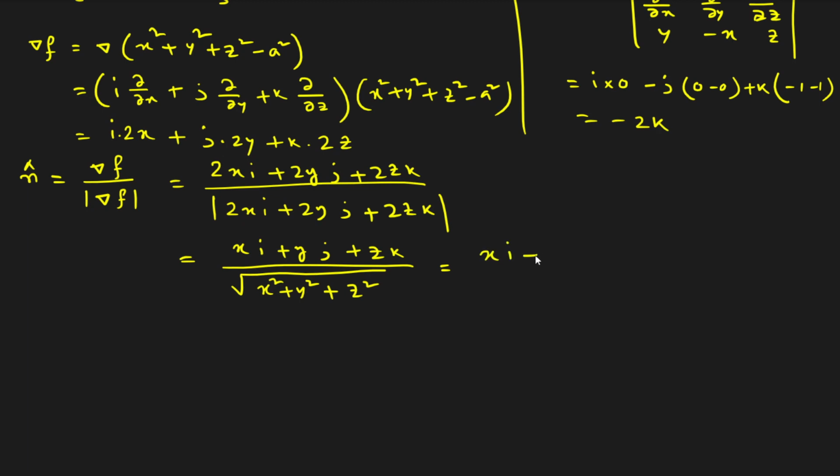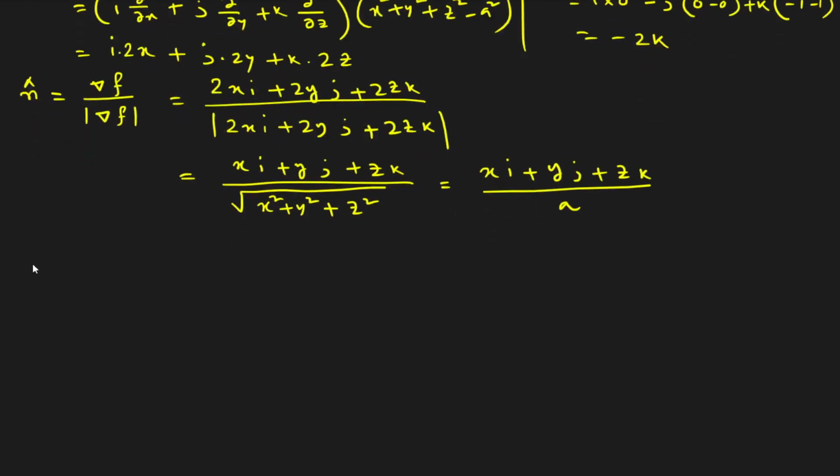So finally we have xi yj zk divided by how much? Okay, so we already found nabla cross F, and here we got n cap. Now to find the left hand side, right hand side, what do you have to find? n cap dot what? k cap. So our n cap is xi cap yj cap plus zk cap divided by a, dot k cap.